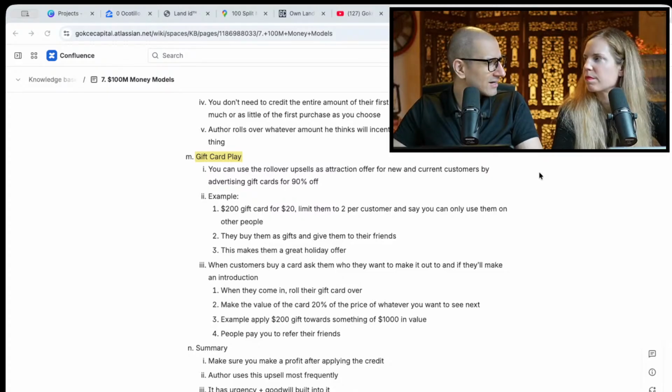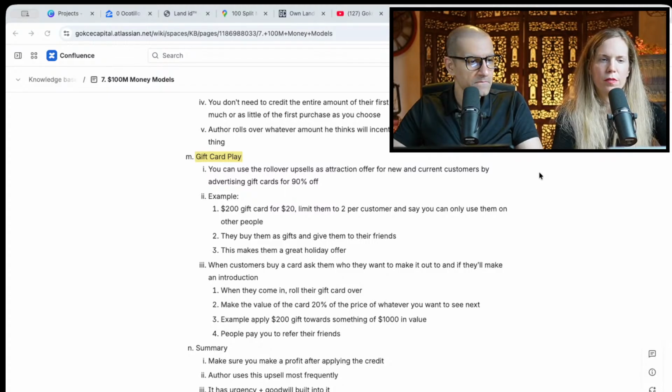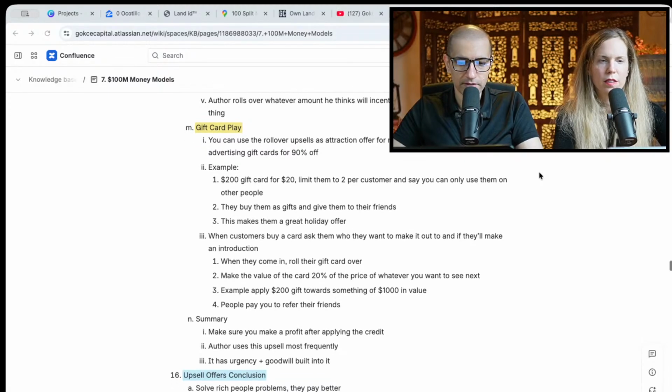We tried this, right? I think we might not have been aggressive enough. Yeah, I think we don't have enough data yet. We have enough data, we haven't made enough offers. Okay. When customers buy a card, ask them who they want to give it to. Should we ask Safil what he thinks about gift cards for land?